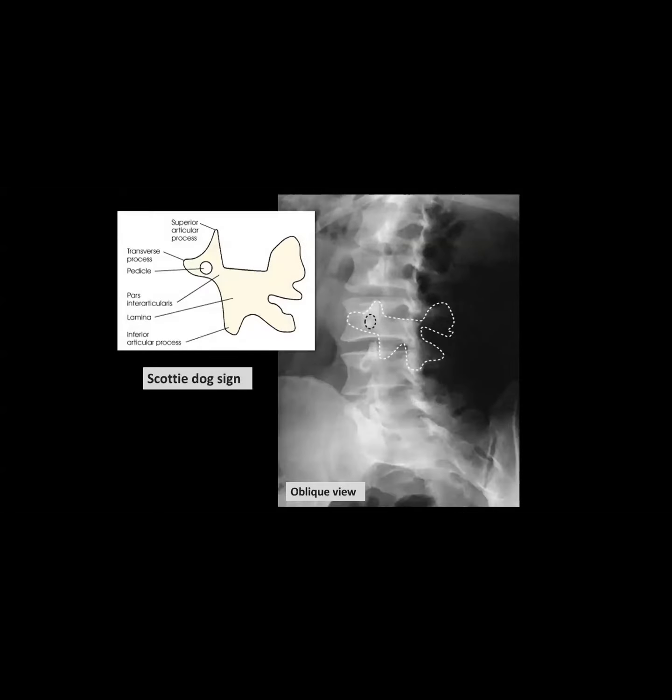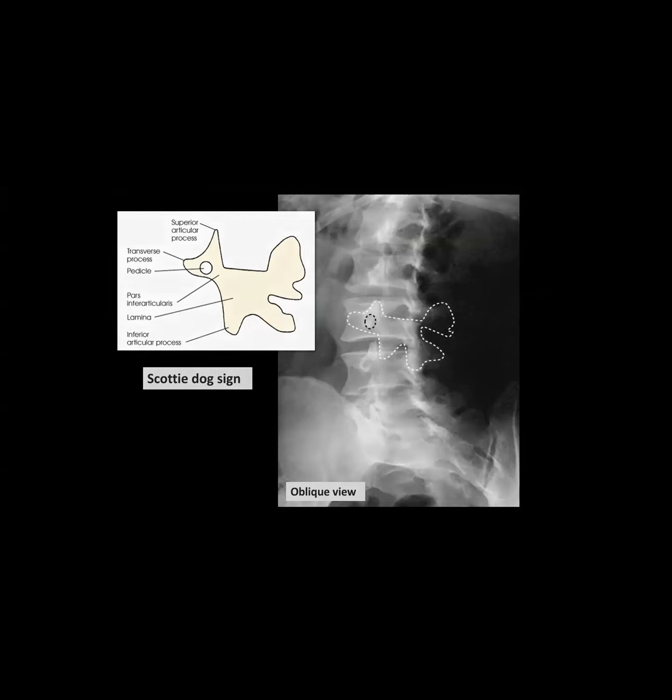Oblique view of the lumbar spine with the Scotty dog sign, where the eye is for the pedicle, its mouth for the transverse process, the superior process, the foreleg for the inferior articular process, the neck for the pars interarticularis, and the body is the lamina of the vertebra. The tail is the superior articular process of the opposite side, and the hind leg is the inferior articular process of the opposite side.